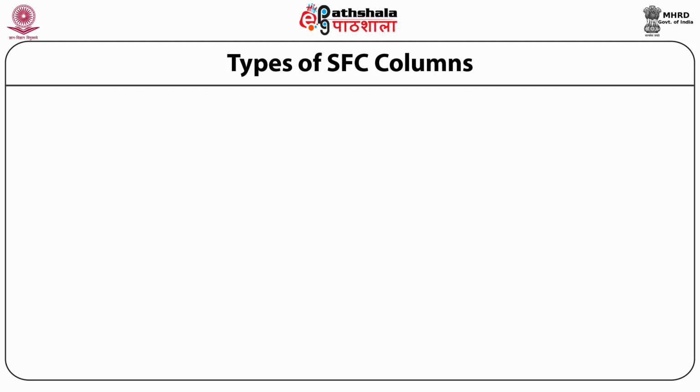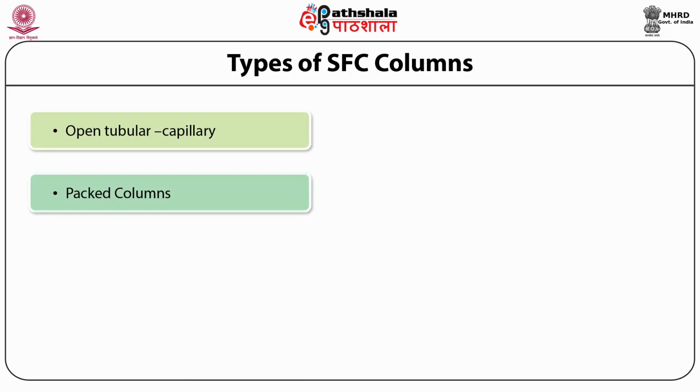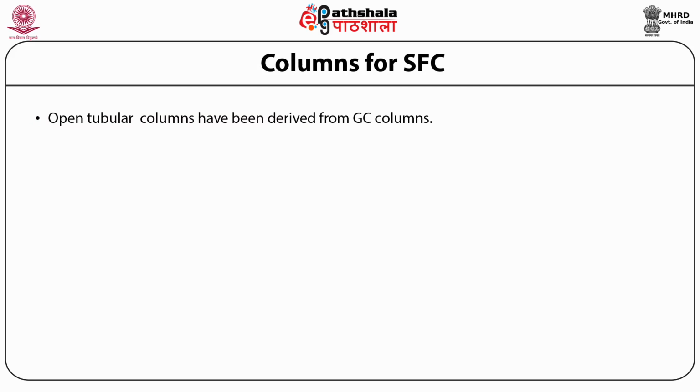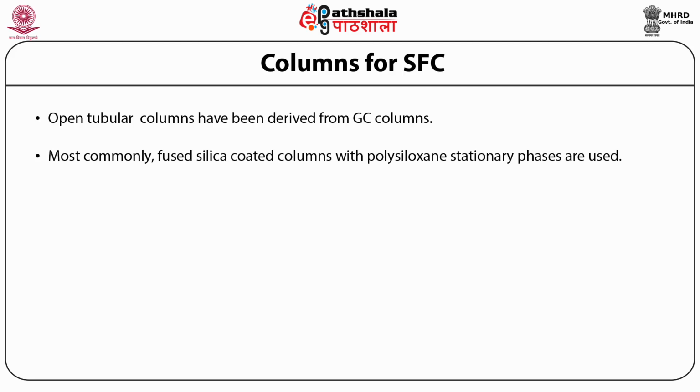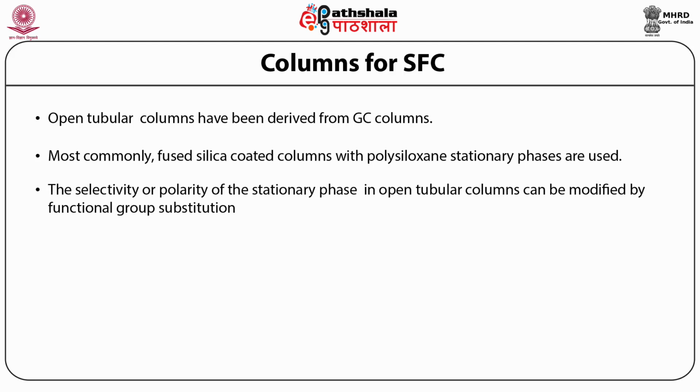There are two different types of SFC columns: open tubular, that is capillary columns, which are also used in GC, or packed columns just as in HPLC. The open tubular columns have been derived from gas chromatography or GC columns. Most commonly, fused silica columns coated with polysiloxane stationary phases are used. The selectivity or polarity of the stationary phase in open tubular columns can be modified by functional group substitution.